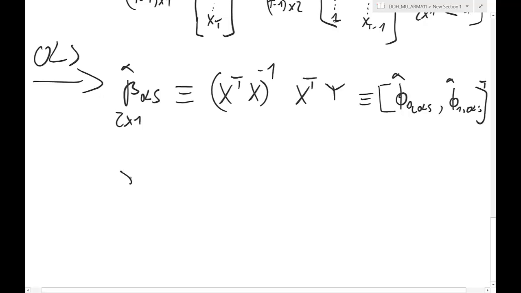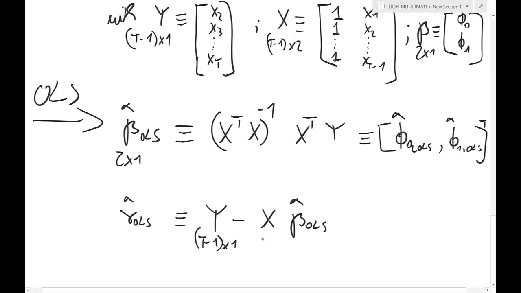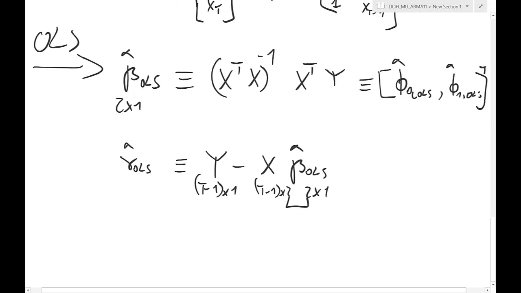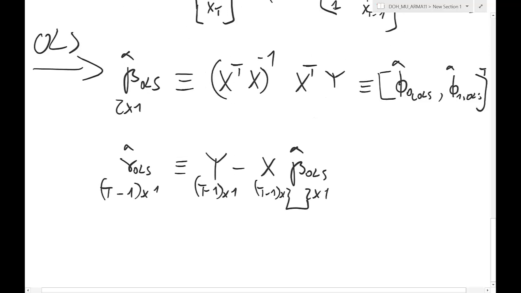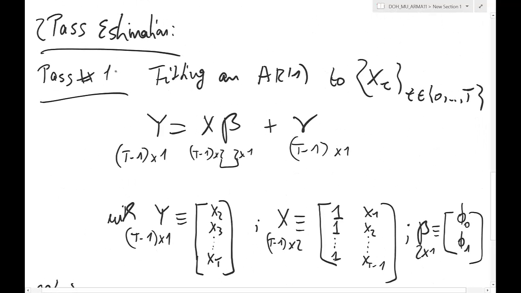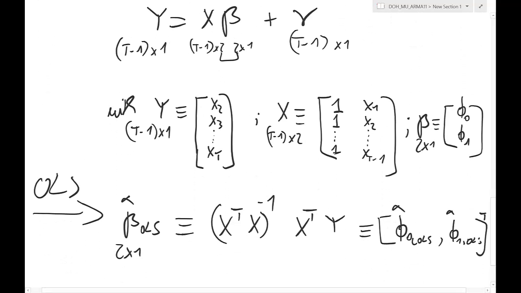Now, what about the errors? The OLS estimate for nu will be our y minus x beta OLS. That will be t minus 1 times 1. For the x up here, it is t minus 1 times 2 and the beta, so it all works out. So we have t minus 1 times 1. So far so good. That is pass number 1. We were fitting the AR1 part, we got these coefficients.